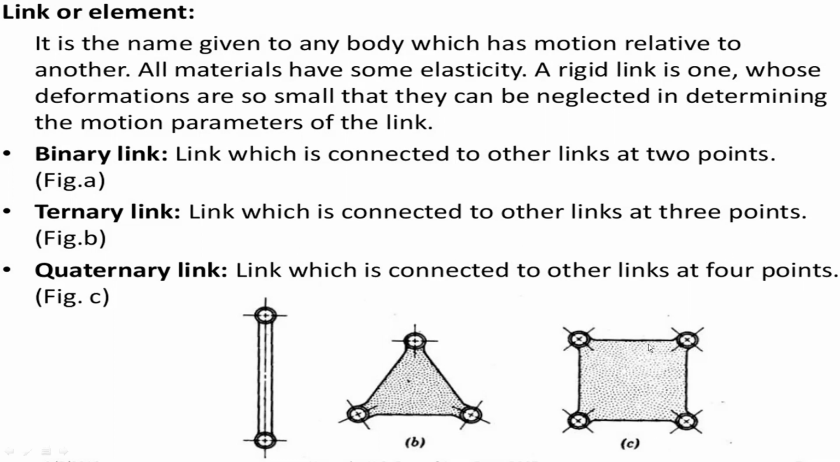And the last one is the quaternary link. Quaternary means 4, so it is used to connect the other links at 4 different points. You can see it in the picture, a square, with links connected at 4 different points here, and it is known as a quaternary link. So these are the 3 different types of links.